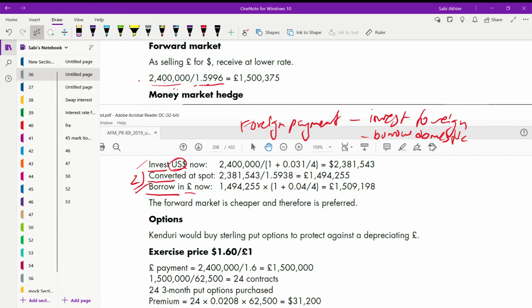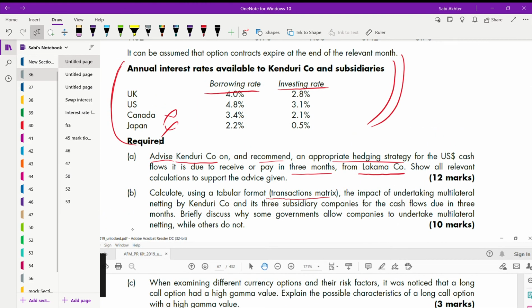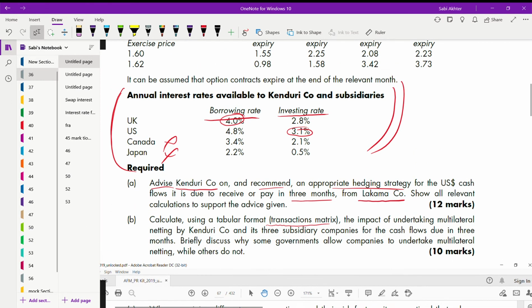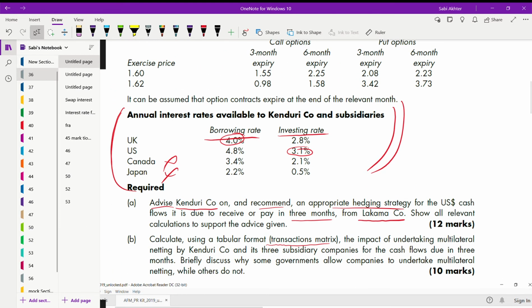How much net payment is there? 2.4 million. That you need to invest at what rate? Now you know that you're investing in US means US rate. US investing rate you have to take 3.1%. That means for borrowing this one. But you cannot take 3.1% as it is. You need to take it in terms of months. Time apportion it because it is annual.